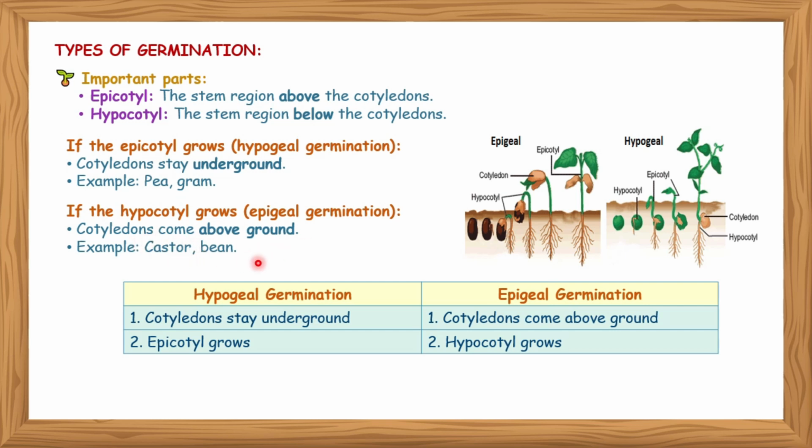Example: castor, bean, etc. In the case of hypogeal germination, cotyledons stay underground, but in the case of epigeal germination, cotyledons come above the ground. In hypogeal germination, the epicotyl grows, but in epigeal germination, the hypocotyl grows.